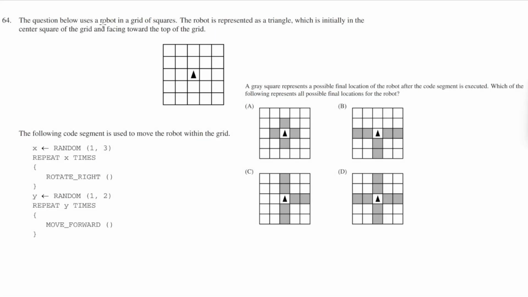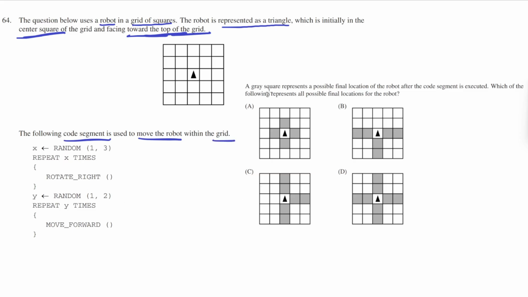The question below uses a robot in a grid of squares. The robot is represented as a triangle, which is initially in the center square of the grid and facing towards the top of the grid. So, like this triangle here. The following code segment is used to move the robot within the grid.